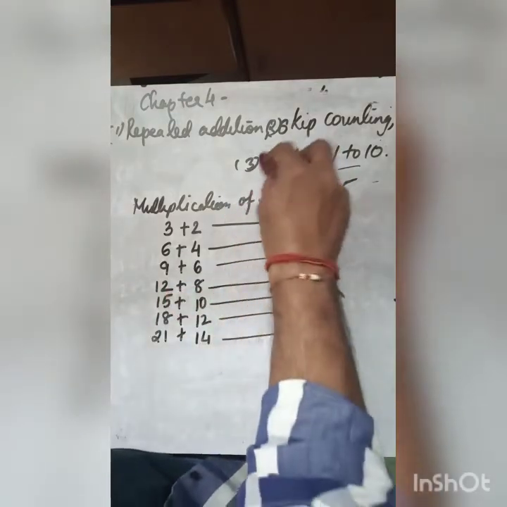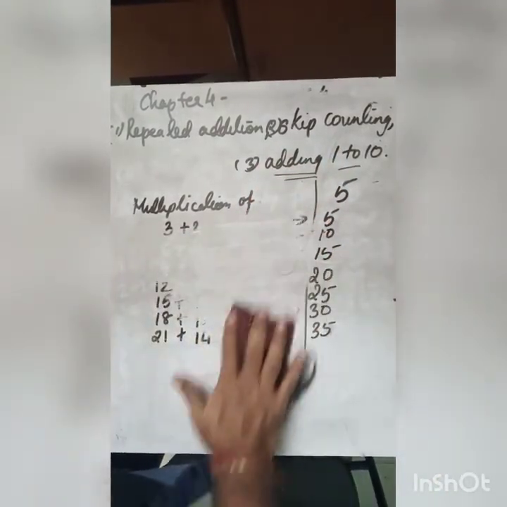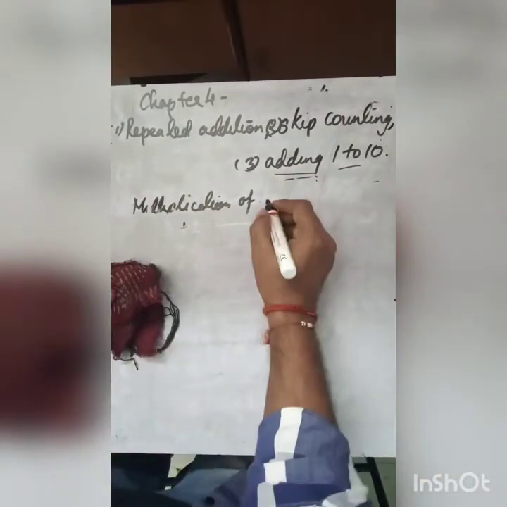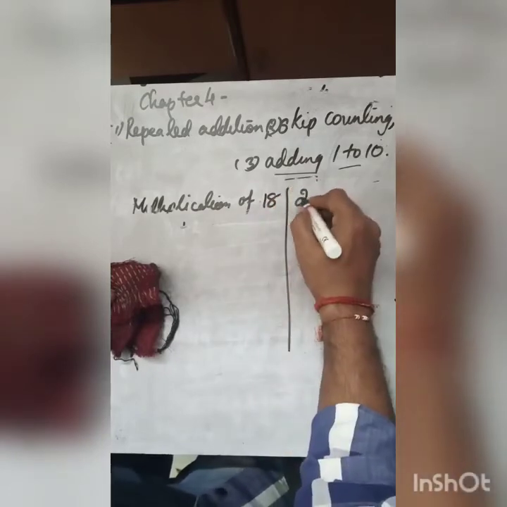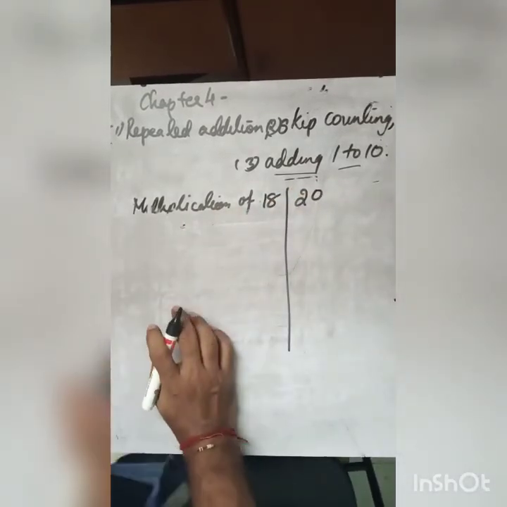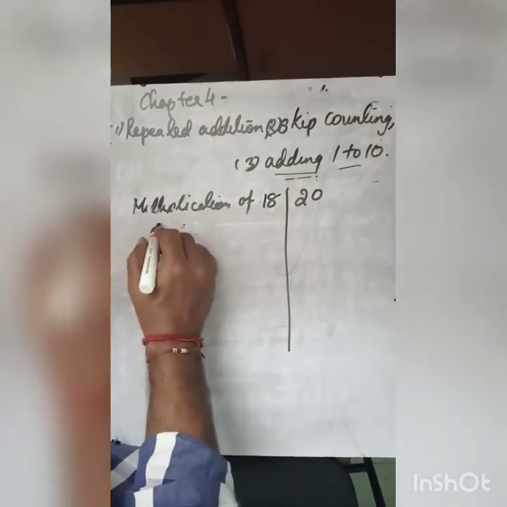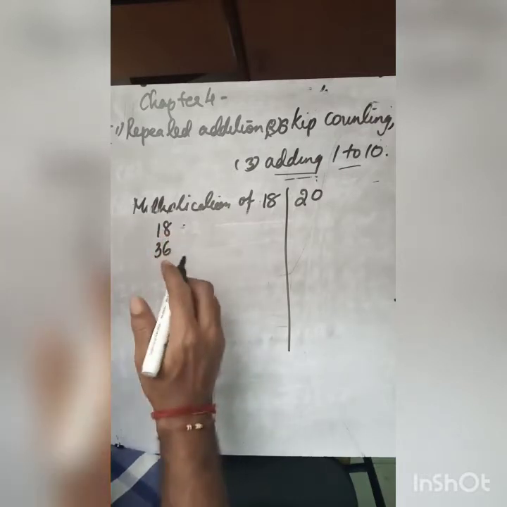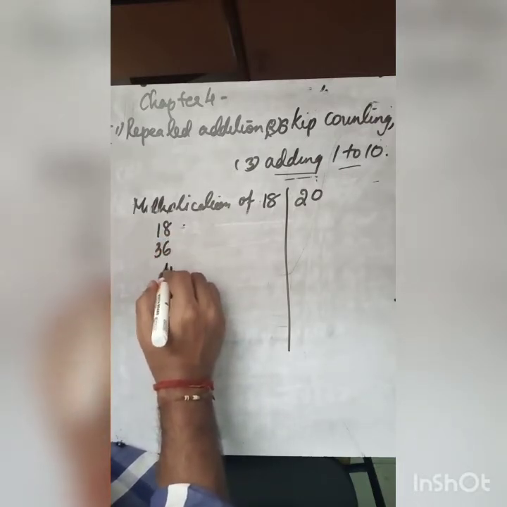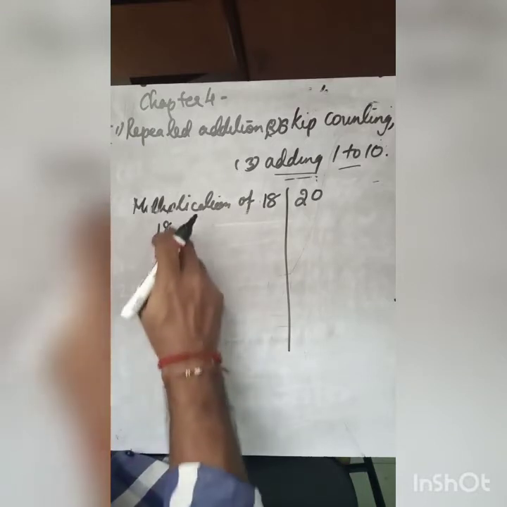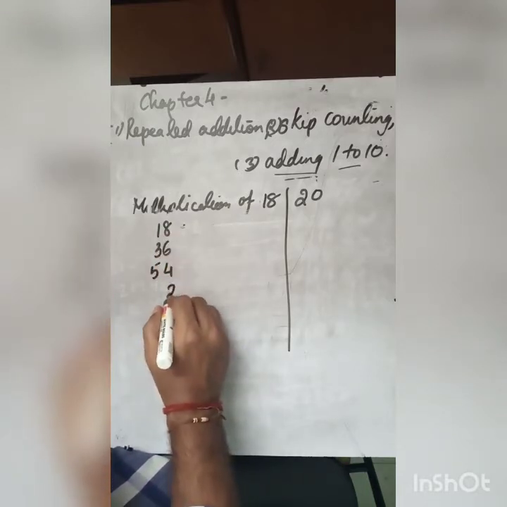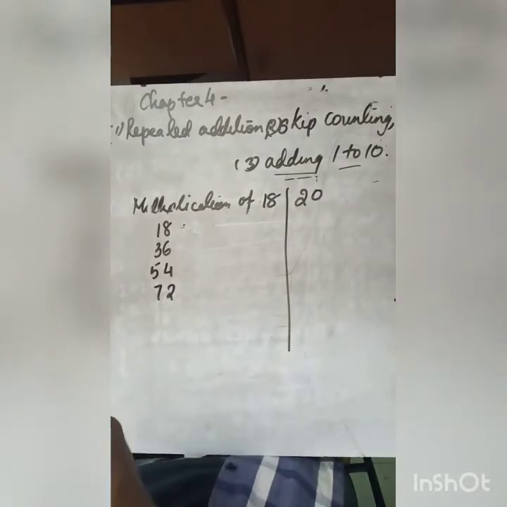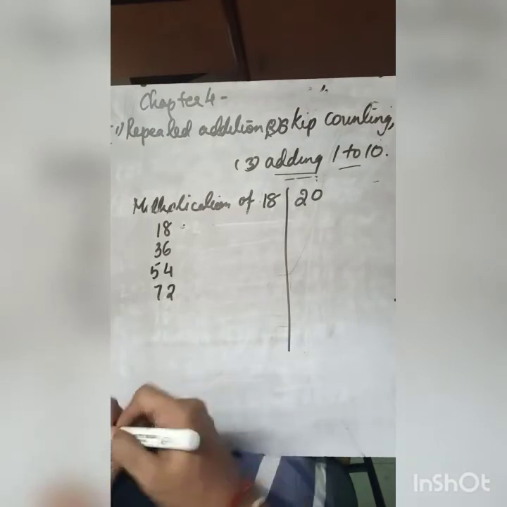It says multiplication table of 18 and multiplication table of 20. This is by addition method from 1 to 10. So for 18, I'll write the table of 18. 18 ones are 18. 18 twos are 36. 18 threes are 54. 18 fours are 72. So this way you need to write the table.